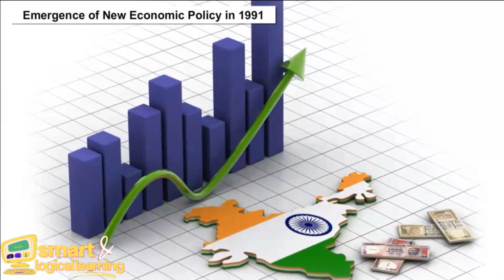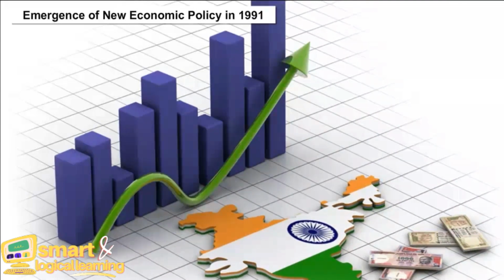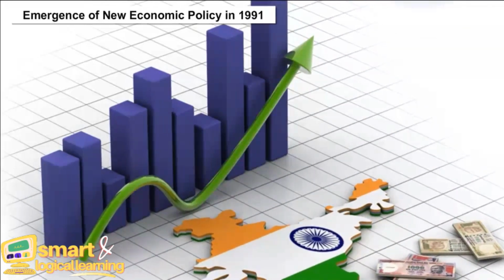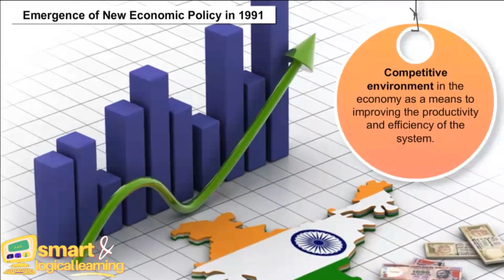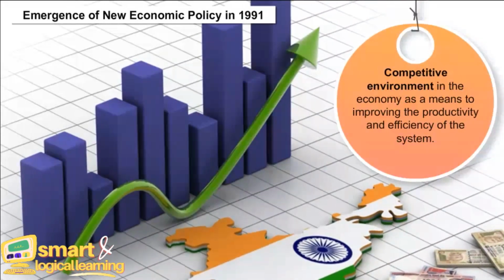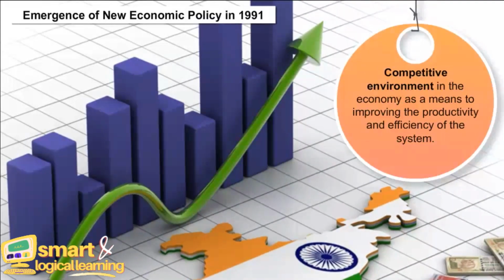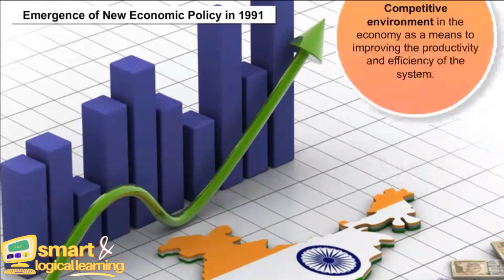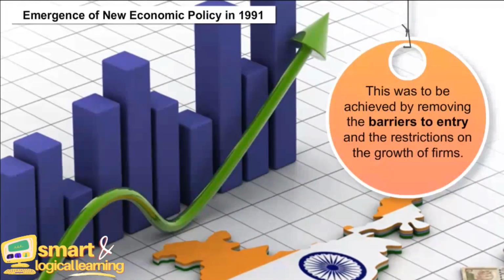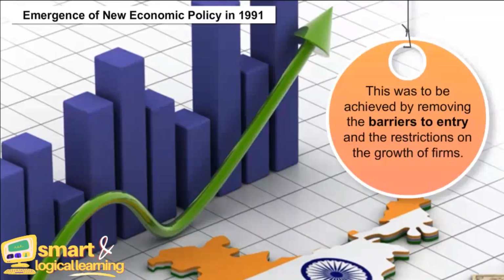Emergence of new economic policy in 1991. The thrust of the new economic policy has been towards creating a more competitive environment in the economy as a means to improving the productivity and efficiency of the system. This was to be achieved by removing the barriers to entry and the restrictions on the growth of firms.